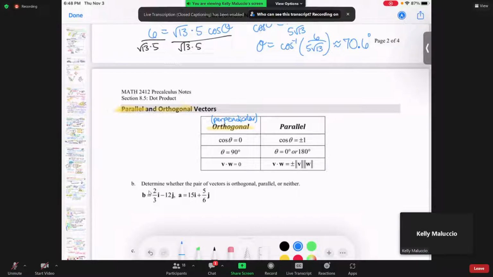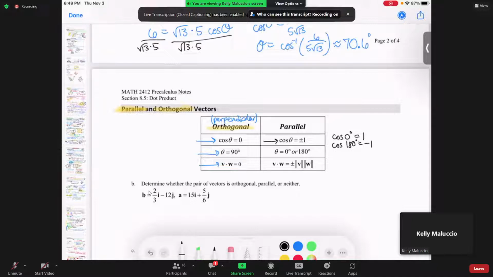So let's take a look. We have orthogonal vectors, and these are just kind of facts about them. The cosine of the angle is 0, the angle is 90 degrees, and the dot product is 0. This is all true. Now for parallel, cosine is plus or minus 1. If the angle is 0, it's 1. If it's 180, it's -1. So this is the difference.